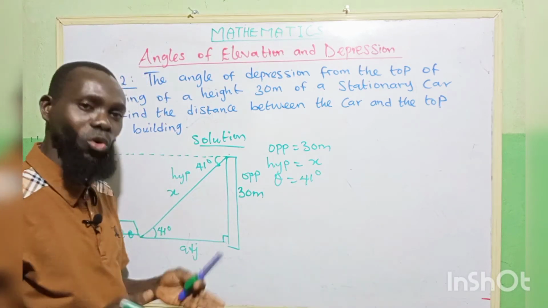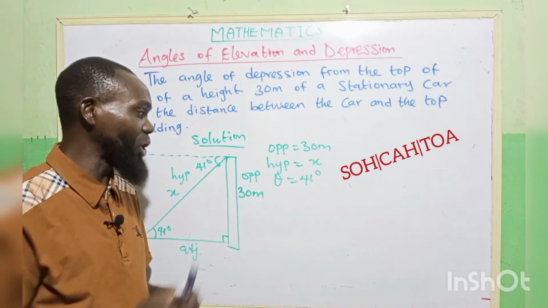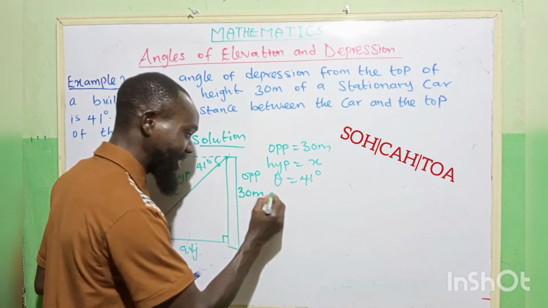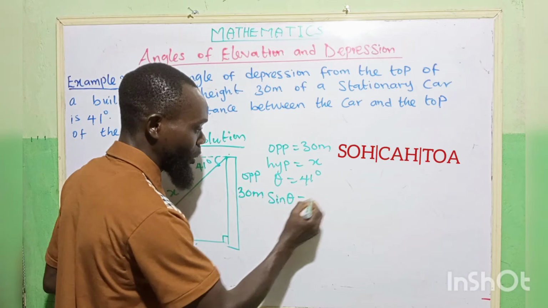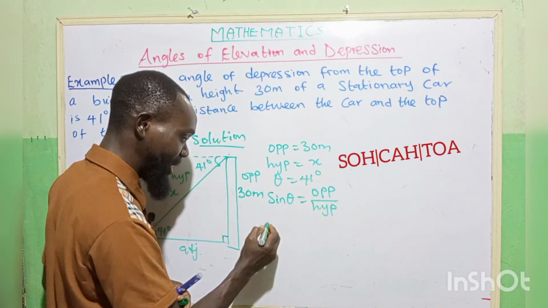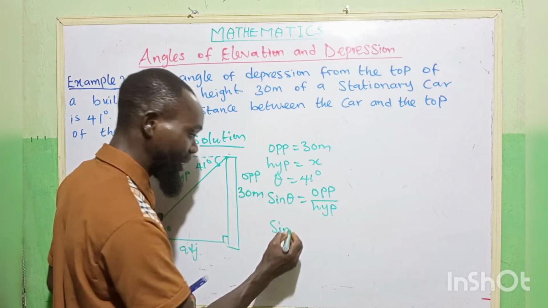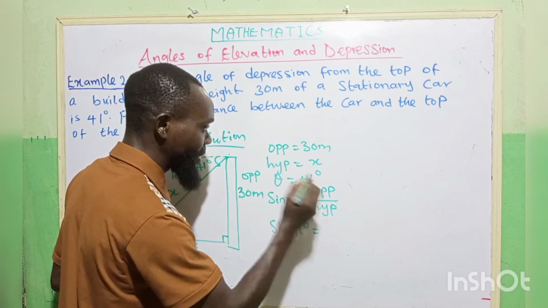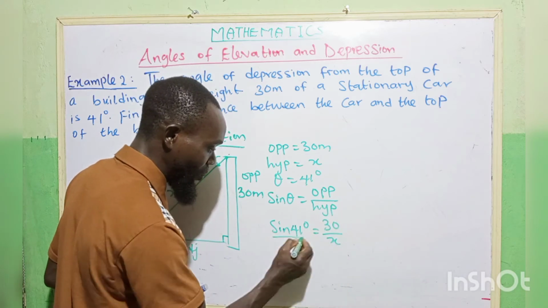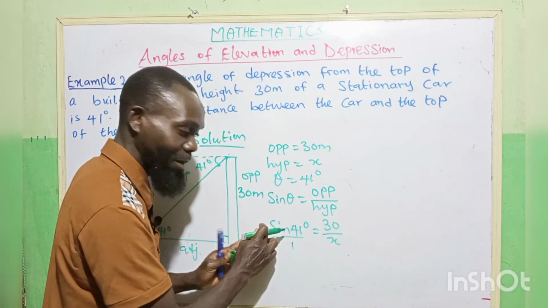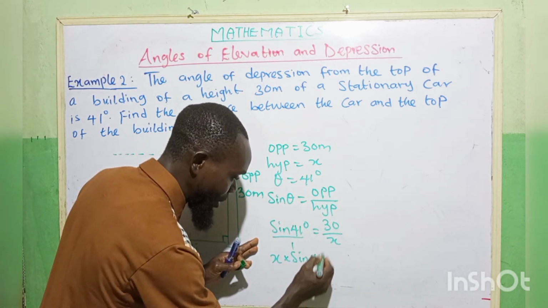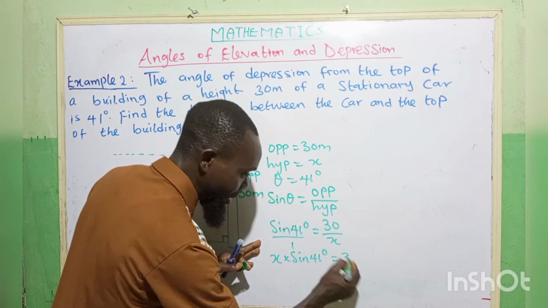Now checking our SOHCAHTOA, which one contains opposite and hypotenuse? That is sine theta equals opposite over hypotenuse. That is sine 41 degree equals opposite, 30, over hypotenuse, x. Let's just say over 1. Multiplying, we have x multiplied by sine 41 degree is equal to 30 times 1, which is 30.